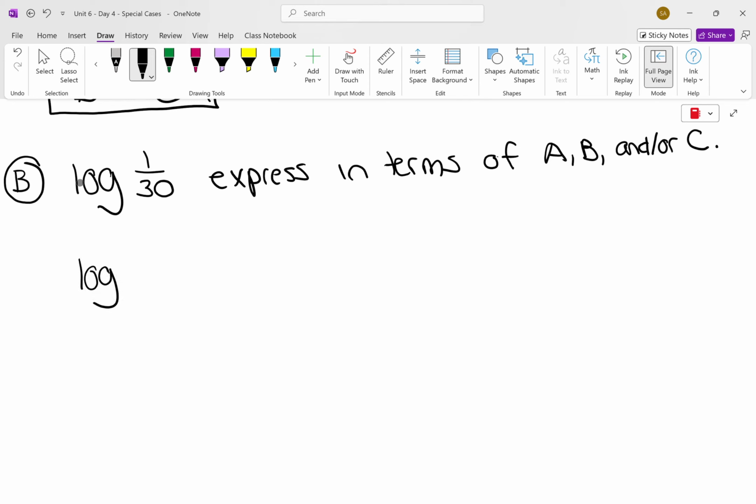Okay, so I'm going to change this into the log of 1 minus the log of 30. I expanded it. Is everybody okay with that? What base do these logs have even though they're not written? When it's not written, what base is it? Who remembers? 10. So this first part's a shortcut. What's log base anything if the argument is 1? 0. Very good, Kelly. So this is 0.